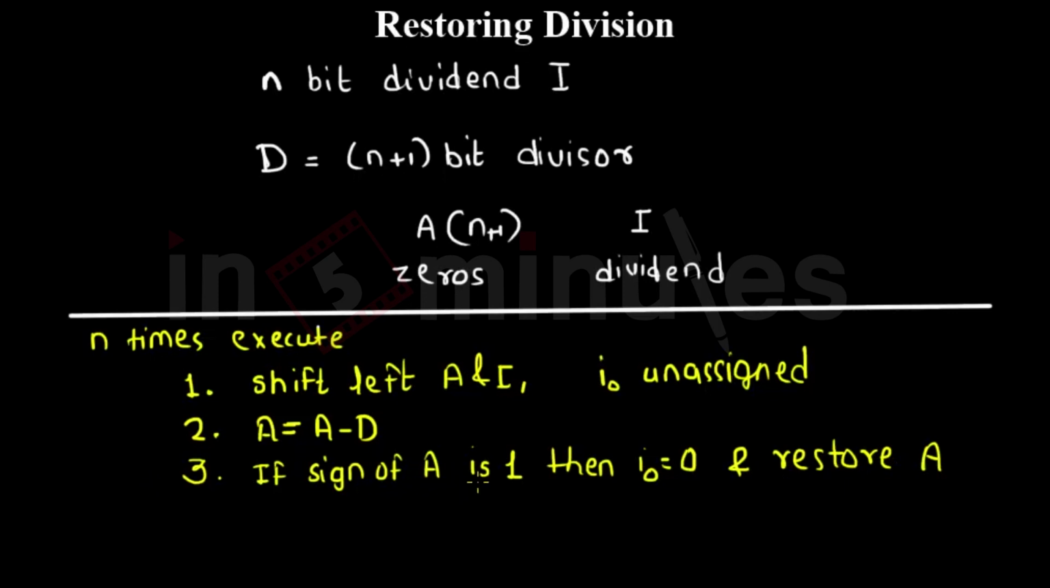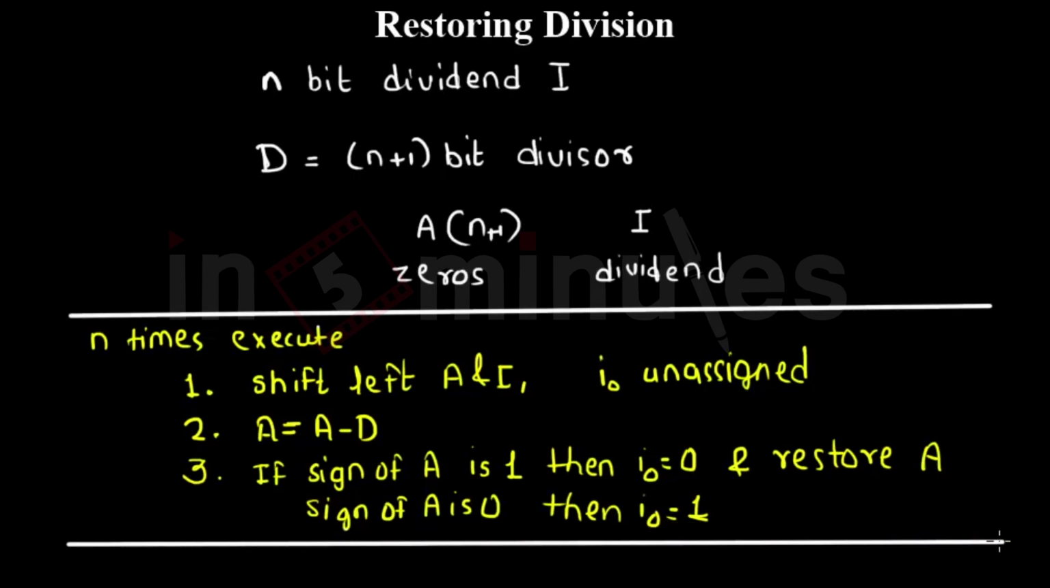We have the sign of A is 1, we have to restore A. And if sign of A is 0, then set I0 equal to exactly opposite, 1. That's it. And there is no need to restore A this time. So this is how the algorithm works.